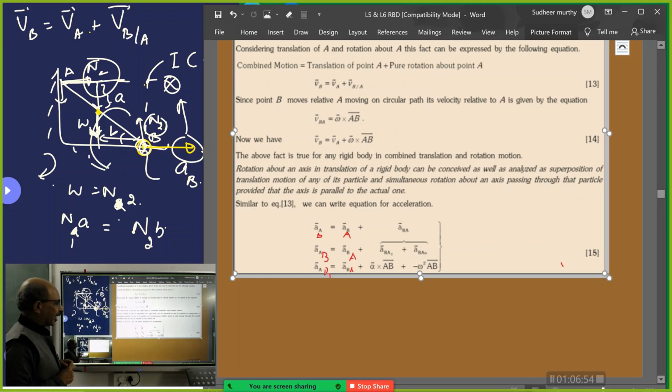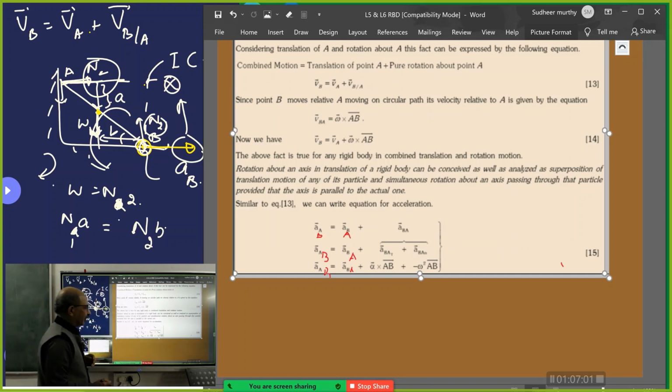a bar of B is equal to a bar of A plus a bar of B with respect to A. This a bar of B with respect to A is split into a bar of B tangential and a bar of B radial. We have converted that into a bar of B is equal to a bar of A plus alpha AB bar plus the normal component omega square R, the centripetal term. So I have written here minus omega square AB bar.